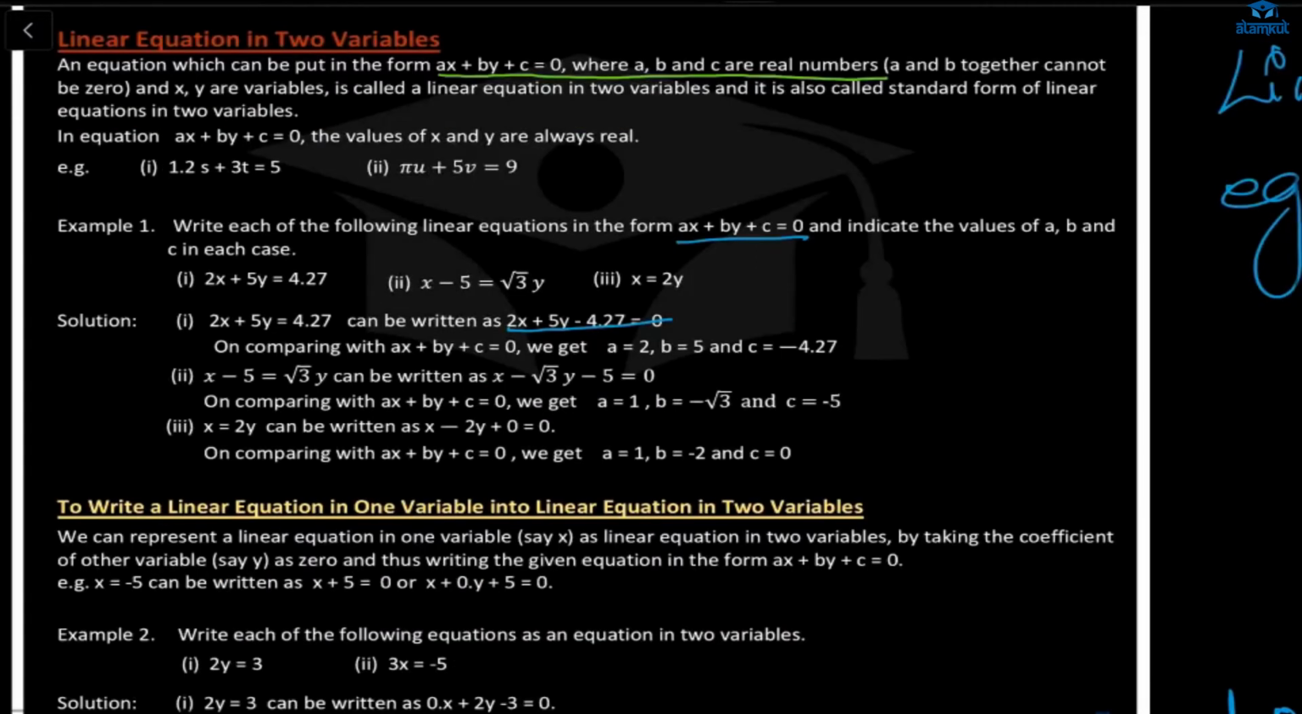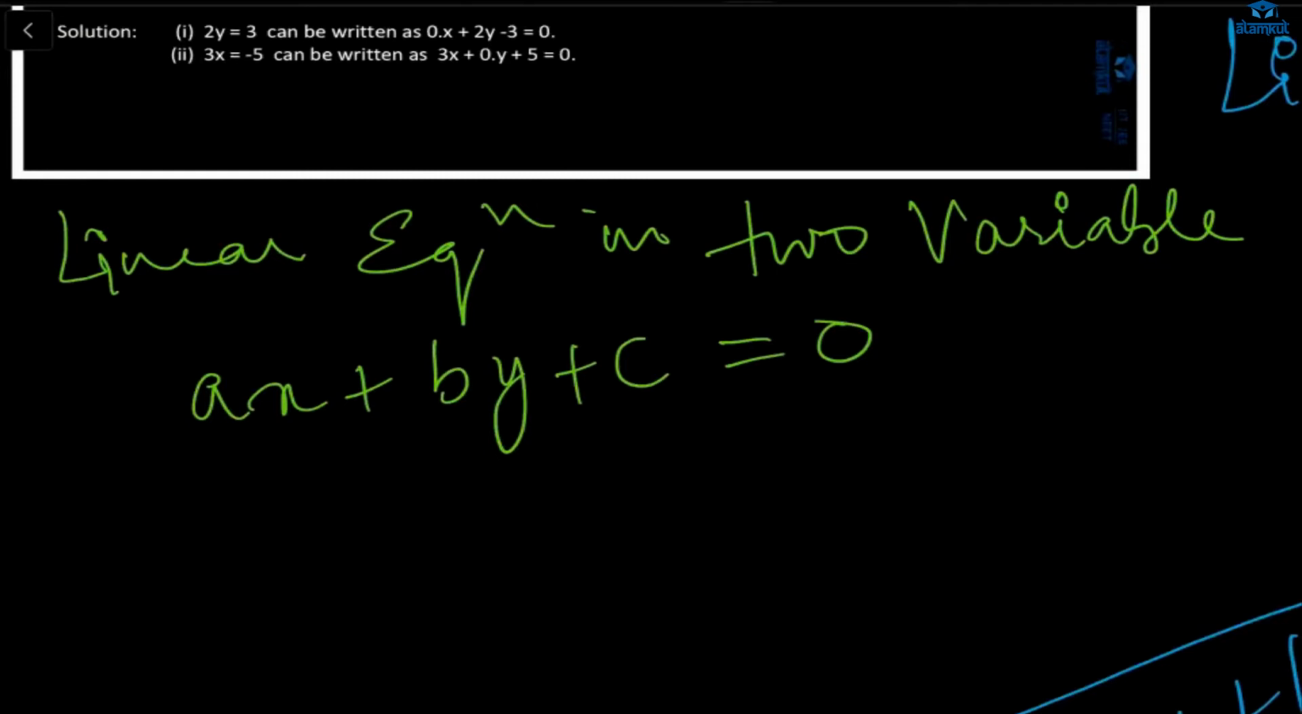If a is 0 and b is also 0, it is just a constant. And if the coefficient of a is 0, that means it becomes a single variable, a linear equation in a single variable. So for a linear equation in 2 variables, a, b and c are your constant terms, and a and b will not both be 0.